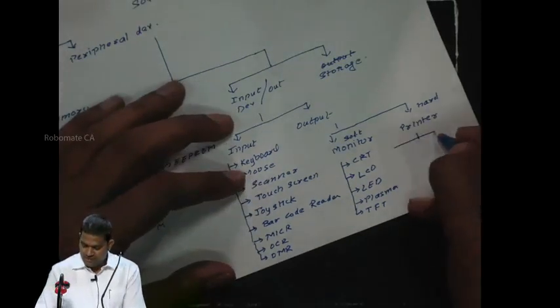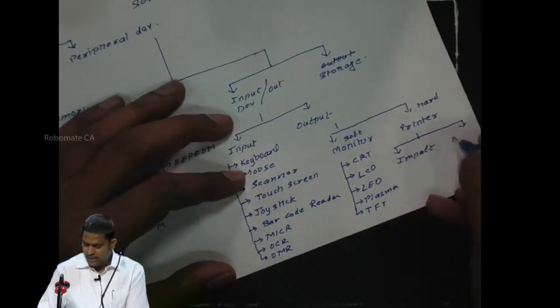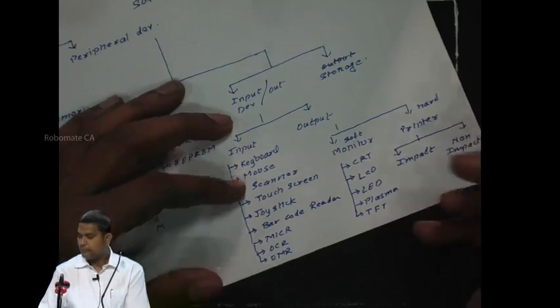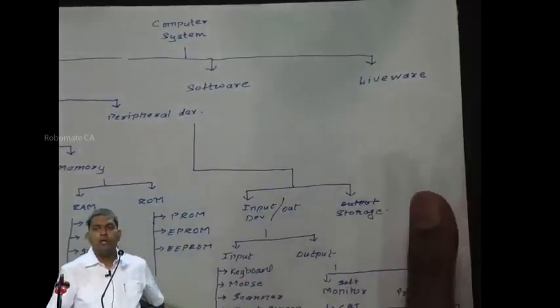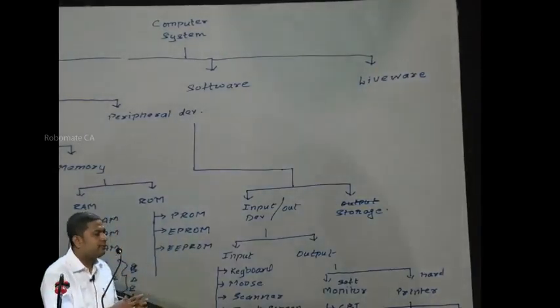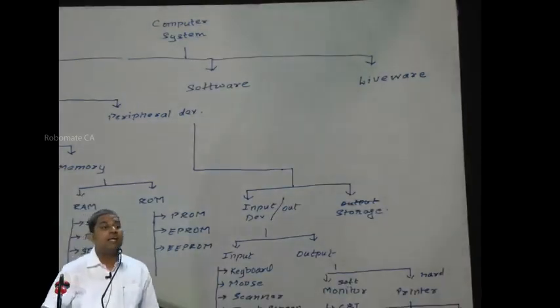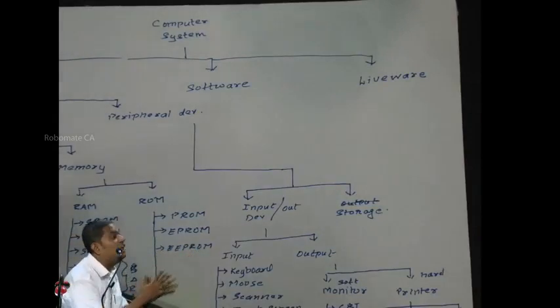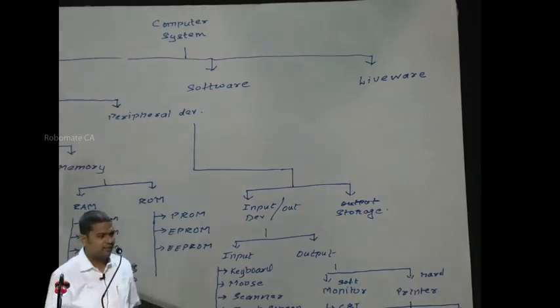Then talking about printers. Printers, again you have two types: impact and non-impact. Now, what is an impact printer? An impact printer is that printer where you will have an impact. There is a dash, there is a collision. It's called impact.